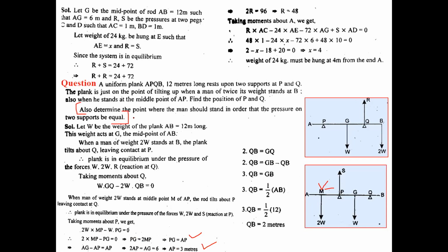Now the second part of the question: determine the point where the man should stand in order that the pressure on the two supports be equal. When the pressure on the two supports has to be equal, we have to consider the third situation like this. This is the plank AB. One support is at P and one support is at Q. Now we will take both reactions, because the plank should not tilt. We have to place the man at that position.